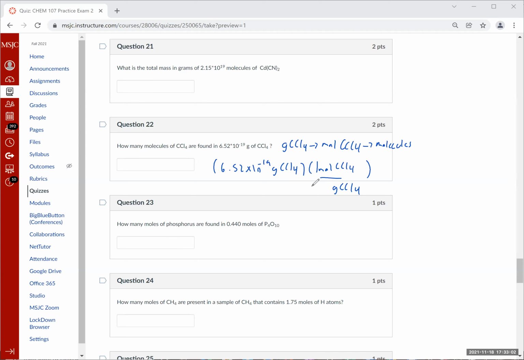153.8 grams. Yep, perfect. And then from here, we know that there are 6.02 times 10 to the 23rd molecules of carbon tetrachloride in 1 mole. So punching that into our calculator, we have 6.52 times 10 to the negative 19th over 152.8 times 6.02 times 10 to the 23rd. And that in turn gives us 2,570 molecules.